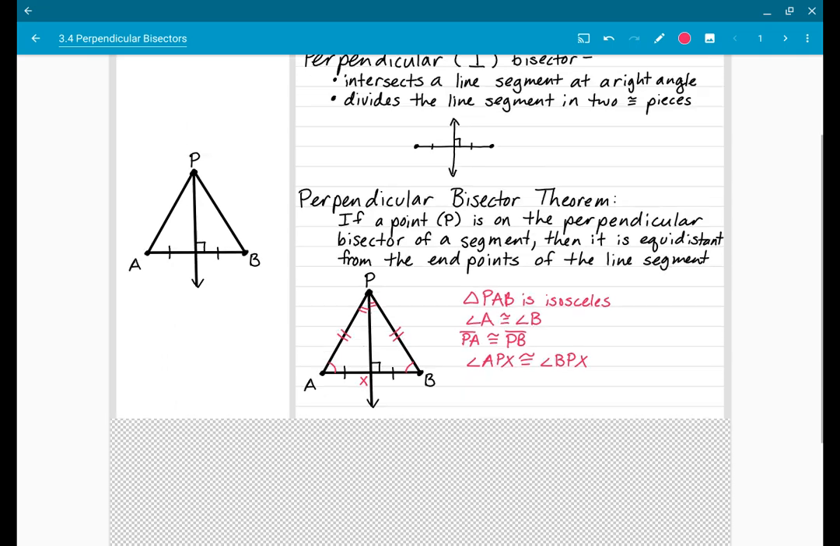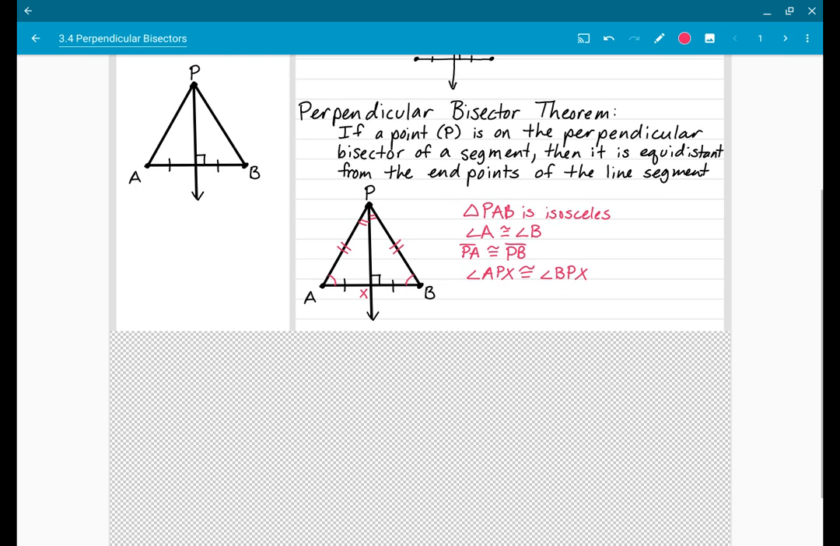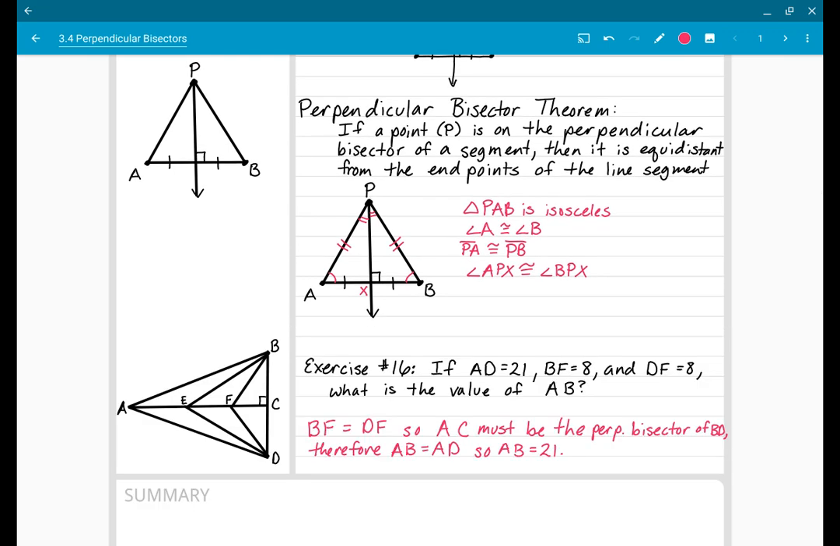Now, in triangles, there's a theorem here that's rather interesting. If a point is on that perpendicular bisector, so here we're labeling that point P, then it has to be equidistant from the endpoints of the line segment. And what this ends up meaning is that if your vertex of the triangle is on the perpendicular bisector, you can assume that this is an isosceles triangle. So here I've added some labels.